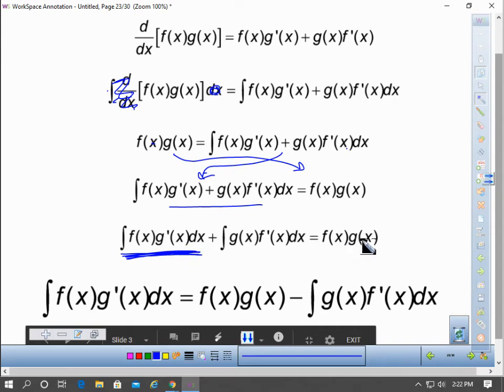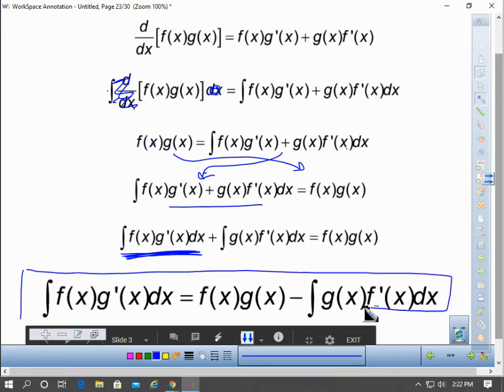So we get f times g minus the integral of g(x) f prime of x dx. So this is how you reverse product rule, all right? We started out with the product rule, and now we've got this nice little formula that shows us how to reverse it. So what you're going to get is a problem that looks like this: some function times another function dx.